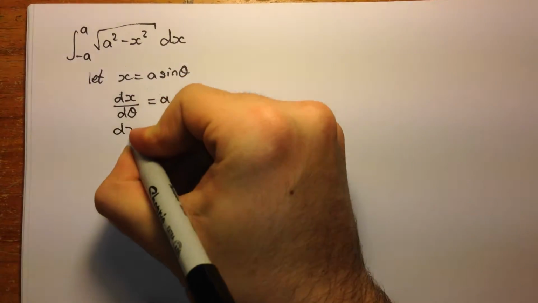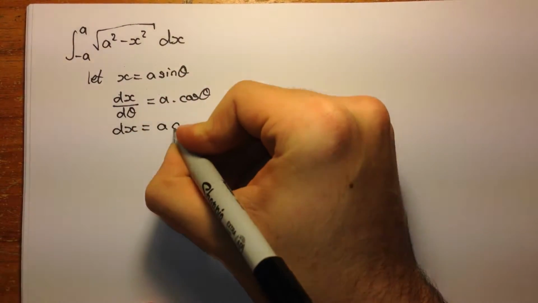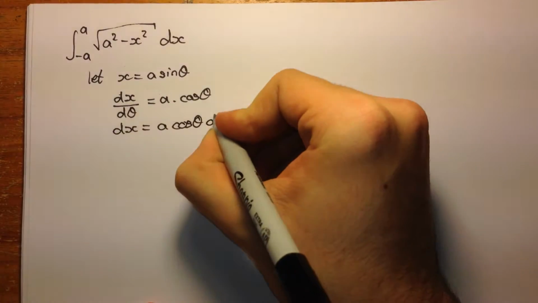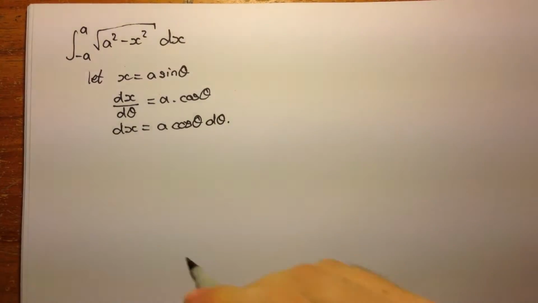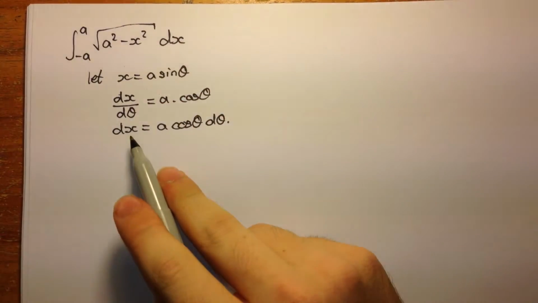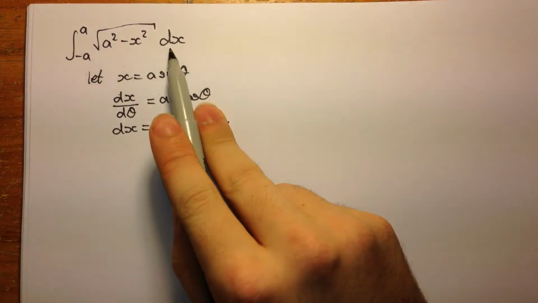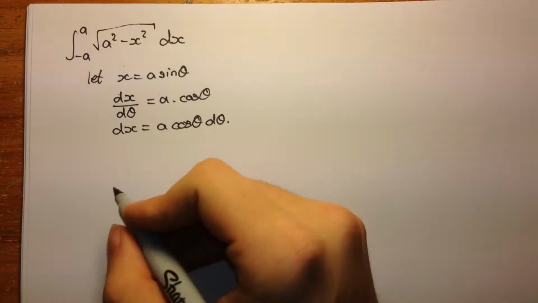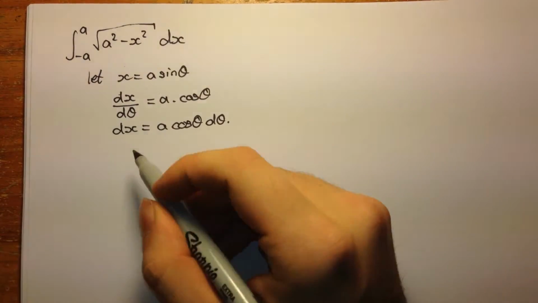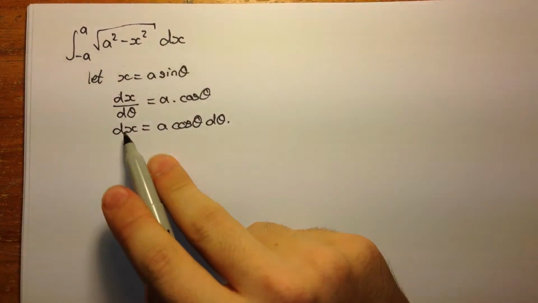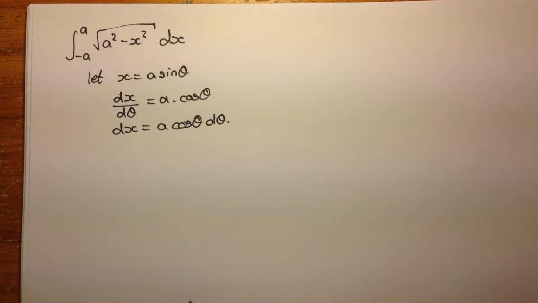And we do one more step and bring the d theta over onto this side. The reason we do this is because we want to get a value of dx in terms of d theta, so that we can substitute it back in for dx here. Okay, so now we can go ahead and substitute all our values of x and dx into the original integral.